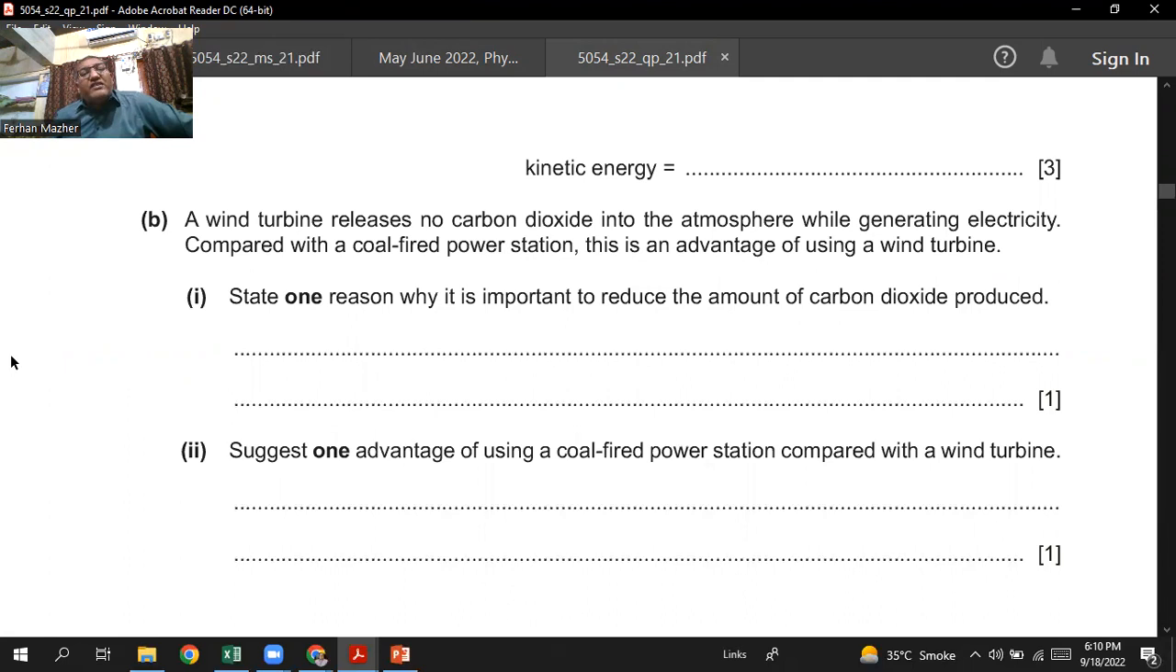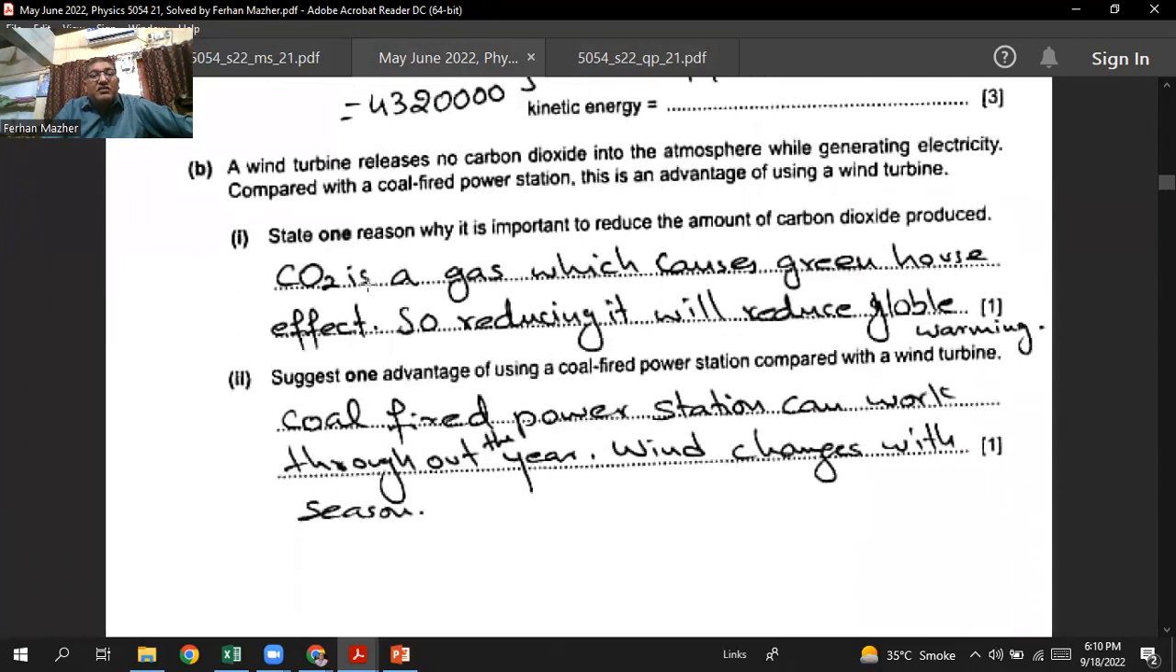A wind turbine releases no carbon dioxide into the atmosphere while generating electricity compared with a coal-fired power station. This is an advantage of using a wind turbine. State one reason why it is important to reduce the amount of carbon dioxide produced. Carbon dioxide creates the greenhouse effect, which causes global warming, so it's important to reduce the amount of carbon emission. My answer: carbon dioxide is a gas which causes the greenhouse effect, so reducing it will reduce global warming.